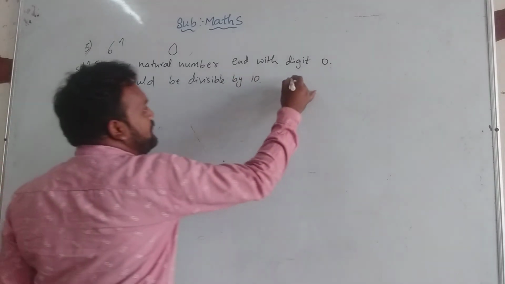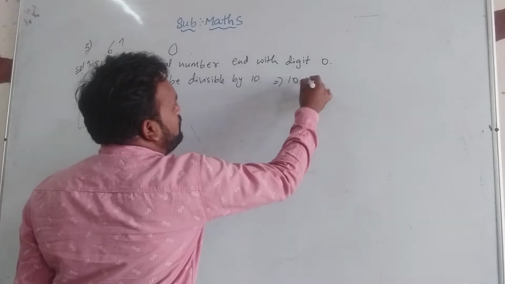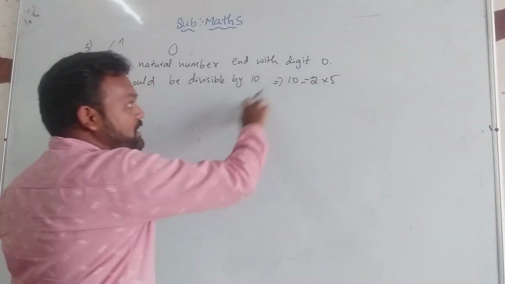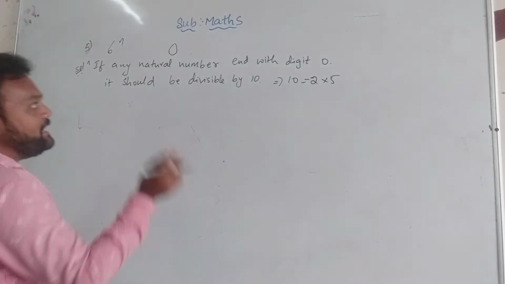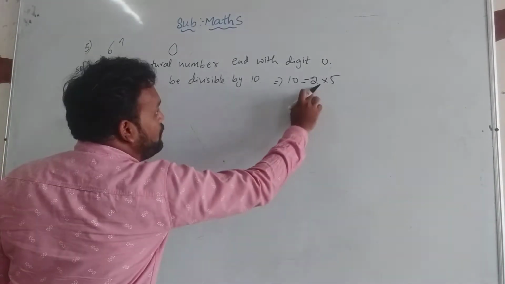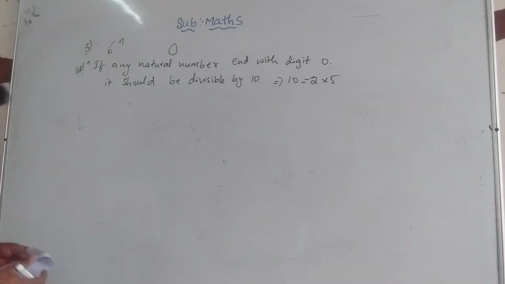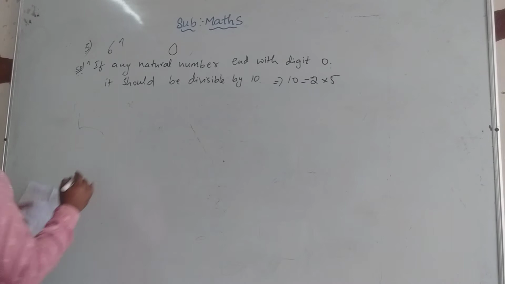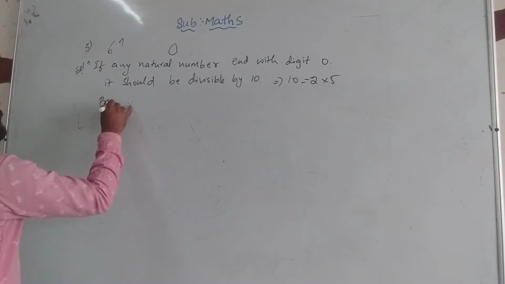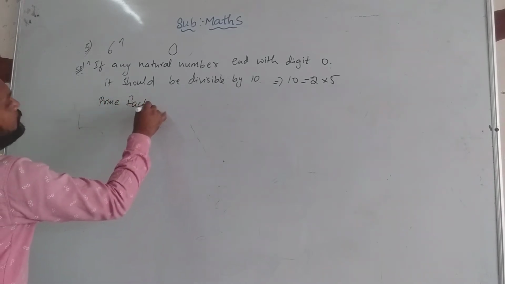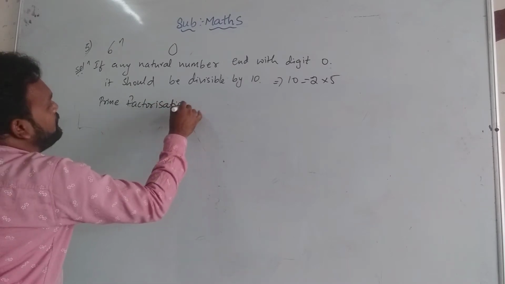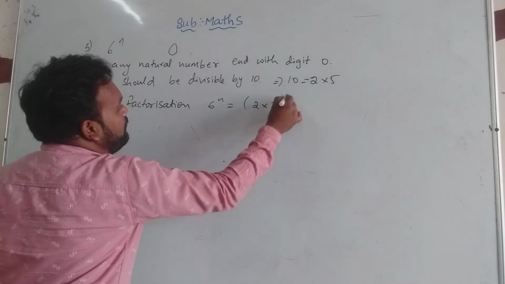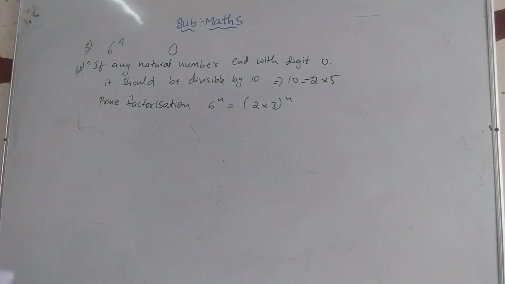10 means, you know, 2 into 5 is also 10, or 5 into 2 is also 10, is it or not? That means it should be divisible by 10, or 2 and 5, is it or not? Yes. Next, what is the prime factorization of 6 to the power of n? We can write 6 as 2 into 3, whole to the power of n. Is it or not? Yes.